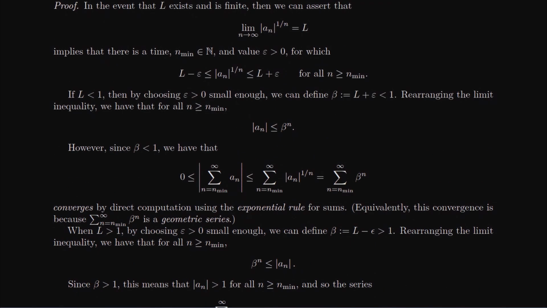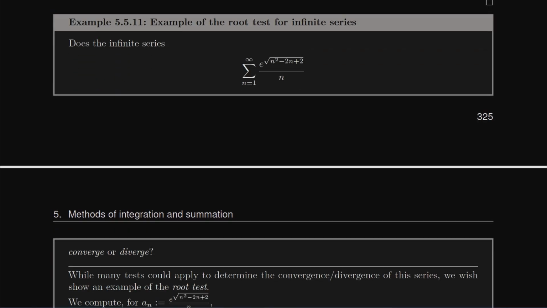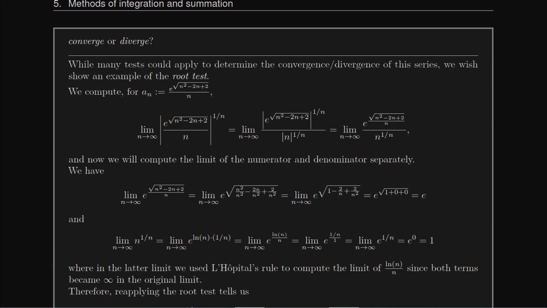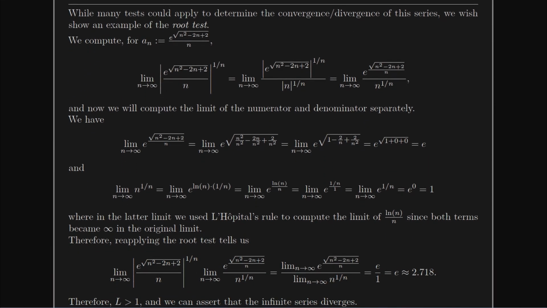Let's just jump over to a lovely example. Our lovely example is going to be to test the infinite series e to the root n squared minus 2n plus 2, all over n. So we have some sort of exponential growth in the numerator and dividing by n in the denominator, so polynomially. This feels like it'll probably diverge because we have growth in the numerator and just algebraic decay in the denominator. So let's actually see that this will diverge for us by using the root test.